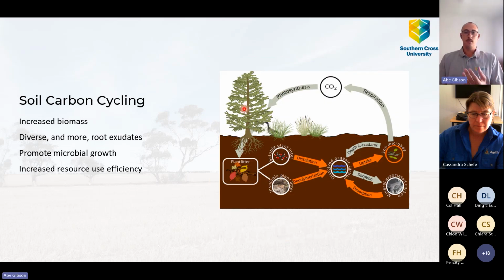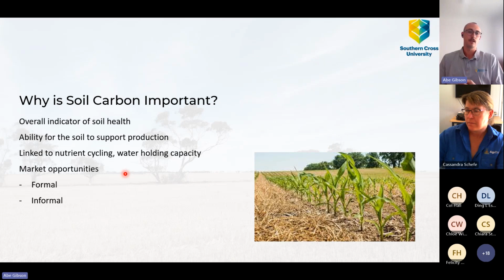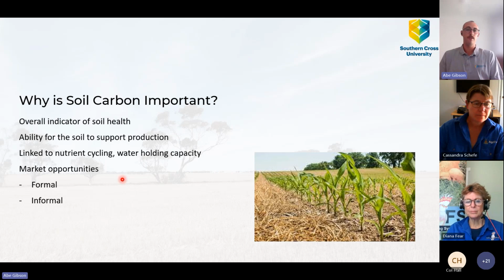So if we compare it to this nice system where we've got perennial plants and trees, we have constant soil carbon cycling. And what I'll talk about as I move through the presentation is that this fallow period is a bit of a barrier for us with building soil carbon in our system. Cassie talked really well about the benefits of soil carbon and why it's important.